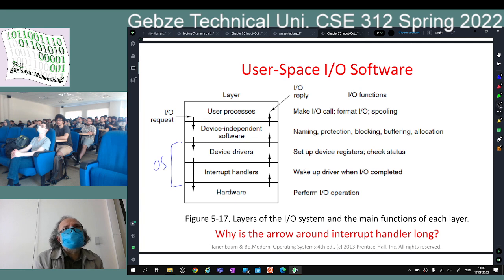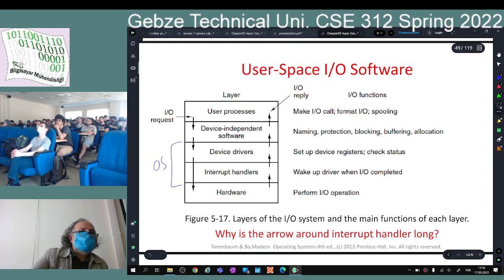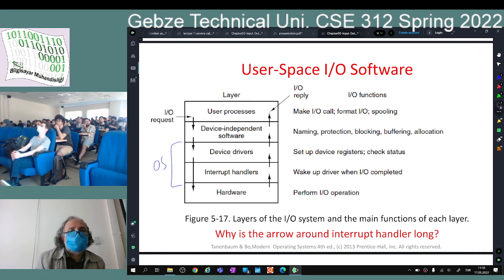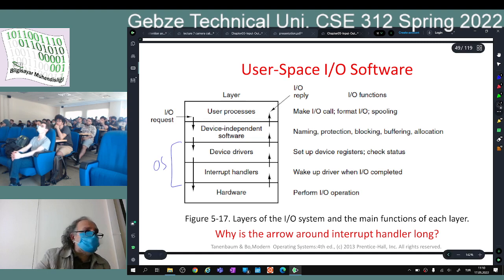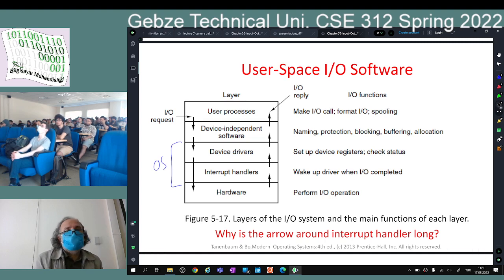Well, the answer is actually not that difficult. You don't talk to interrupt handlers. Interrupt handlers, as the name implies, their only function is to handle the interrupts. Whenever an interrupt happens, the interrupt handler handles it. And interrupts are caused by the hardware, right? Your device driver doesn't cause an interrupt. It just knows how to communicate with the hardware directly.